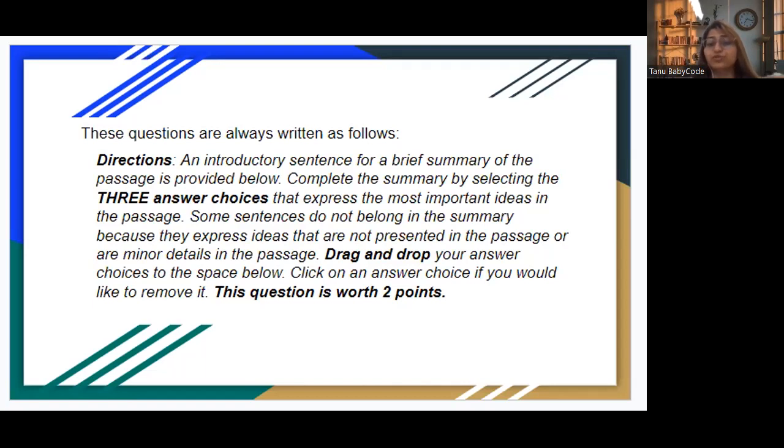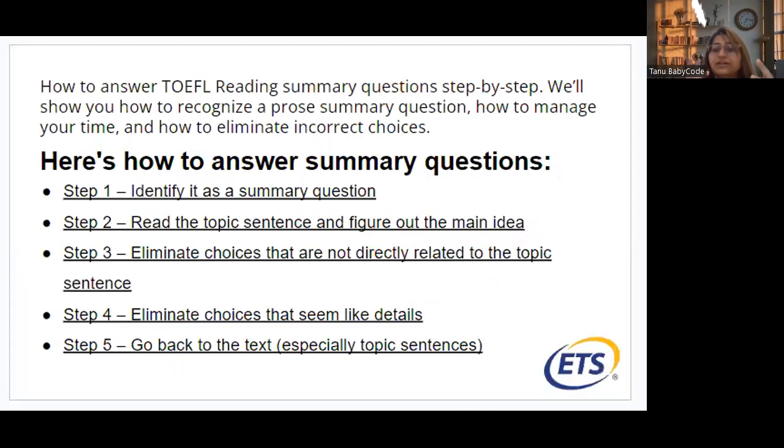Some sentences do not belong in the summary because they express ideas that are not presented in the passage or have only minor details from the passage. Your task is to drag and drop your answer choices to the space below. Click on an answer choice if you would like to remove it, and this question is worth 2 points. So you will always be finding 3 answer choices for your summary.